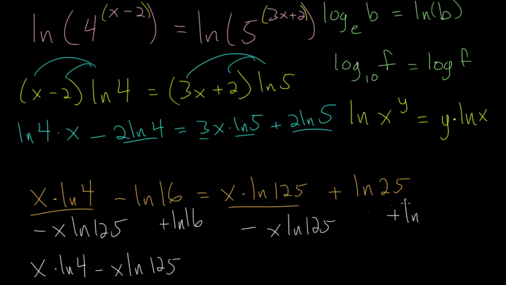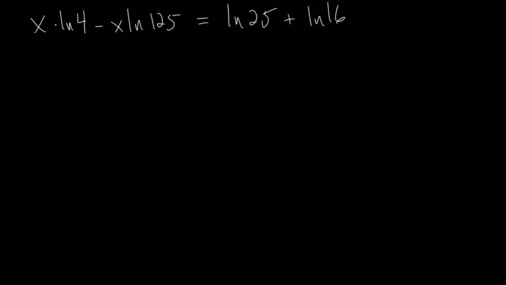so that we can get all of the x's on one side and all of our numbers on the other side. So that now we have the natural log of 25 plus the natural log of 16 on our right-hand side, since this will cancel out. And let me just make some more room so that we can keep working here. Now from here we have x in both of these terms, so we can factor that out so that we get the natural log of 4 minus the natural log of 125 in parentheses.